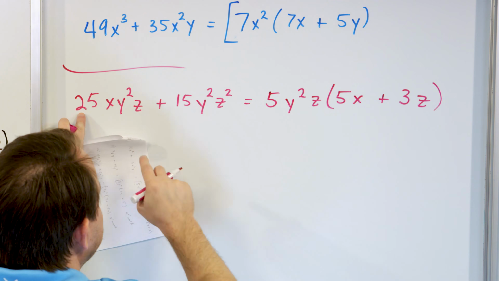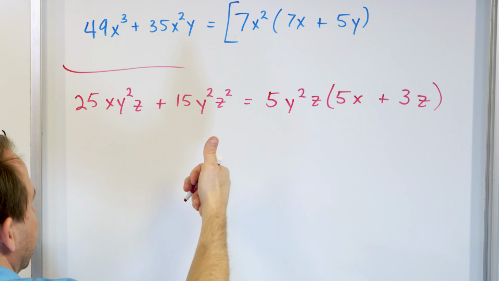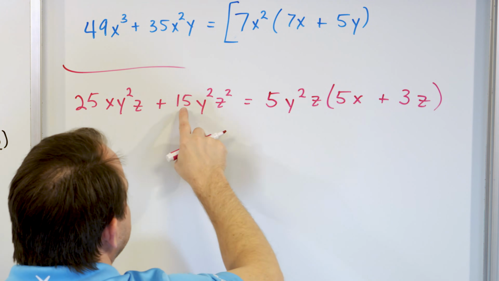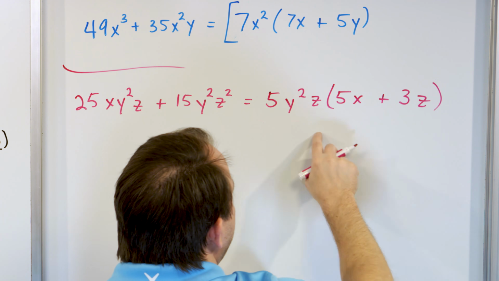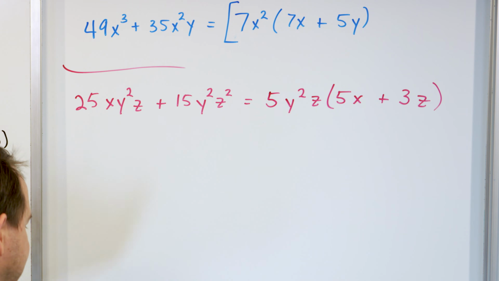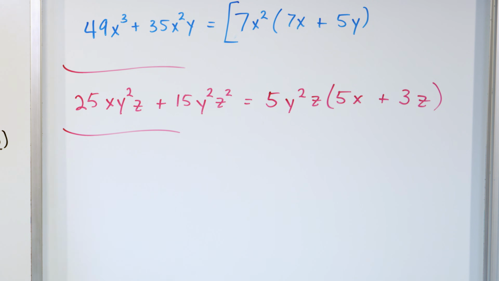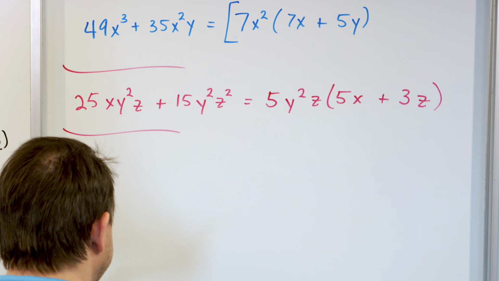5 times 5 is 25. X, y squared, z, x, y squared, z, that's good. Then 5 times 3 is 15, and then I have a y squared, and then I have a z squared multiplying through. Let me just double check myself and make sure I got the correct answer. That is correct. 5y squared z, 5x plus 3z. That's correct. I didn't say it wasn't tedious. I just said that it's doable and it's easy to understand.